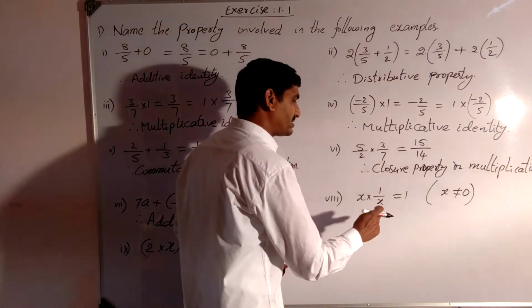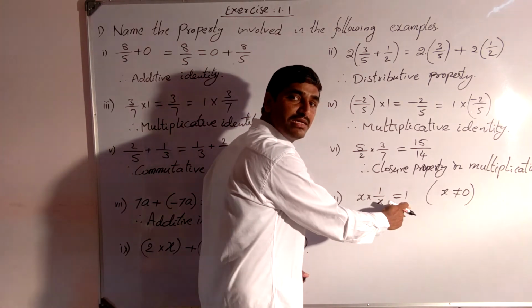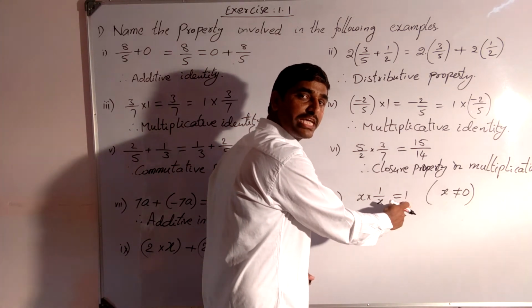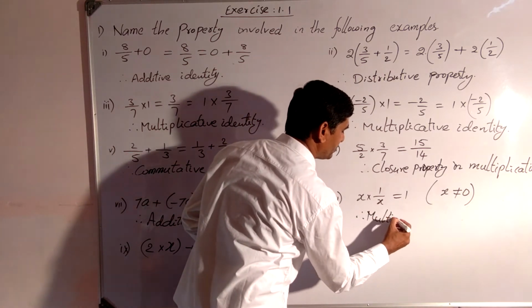Now in this one, similarly, the result is 1 under multiplication. The result is 1. So this is the multiplicative inverse. Therefore, multiplicative inverse.